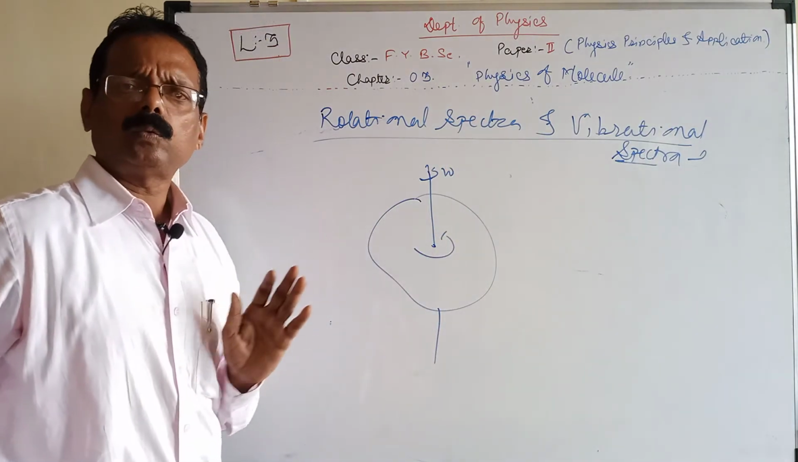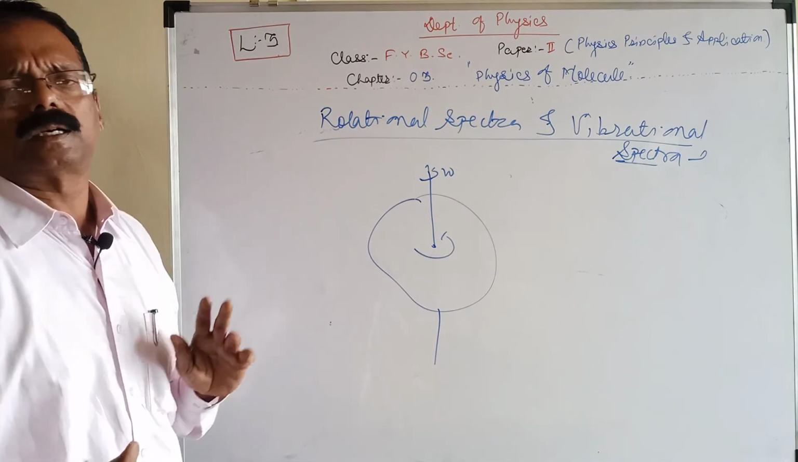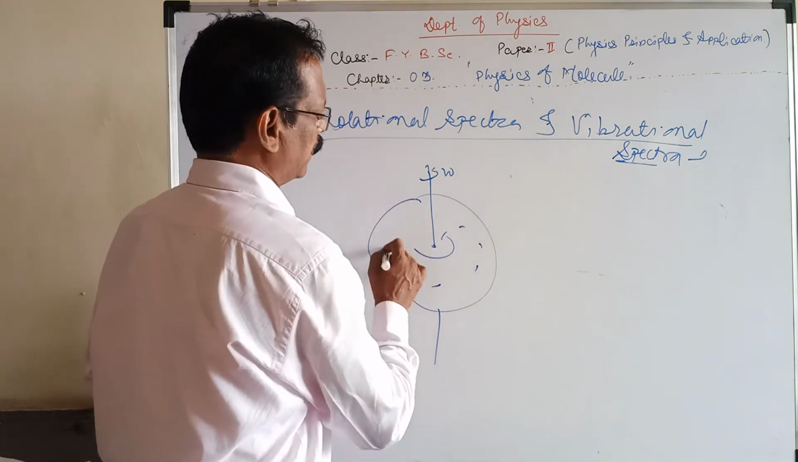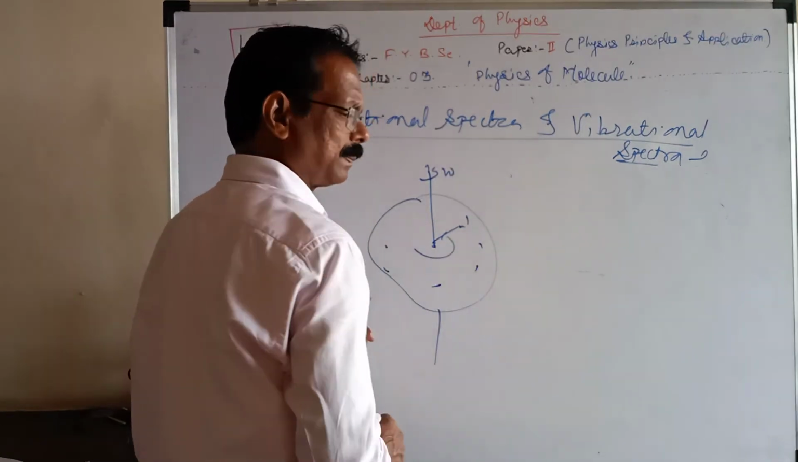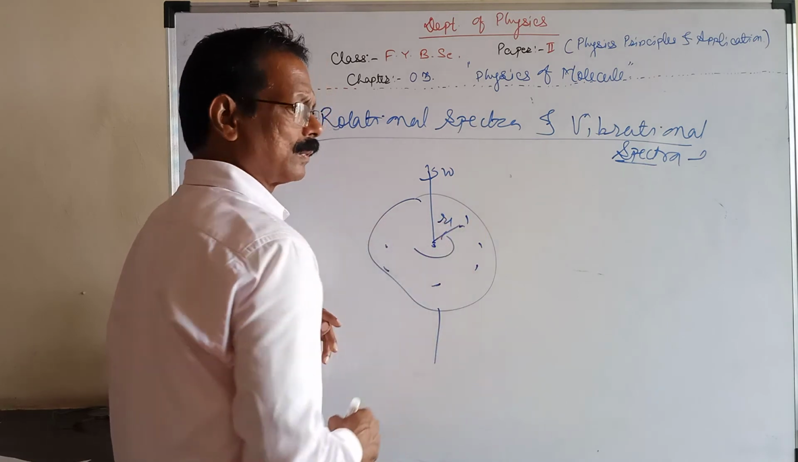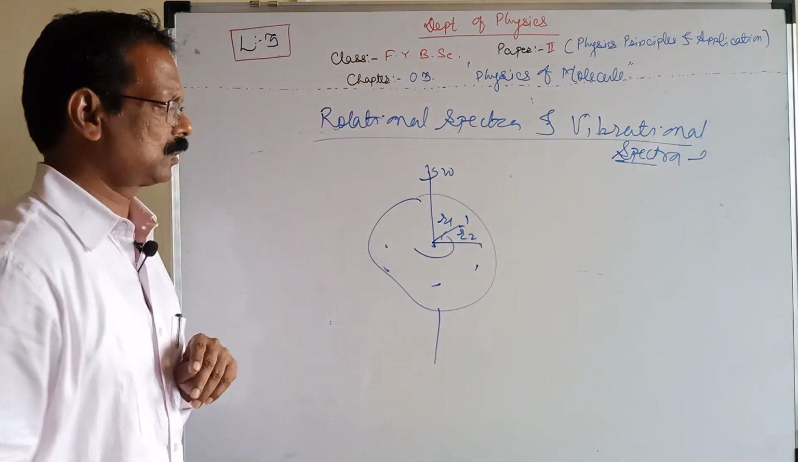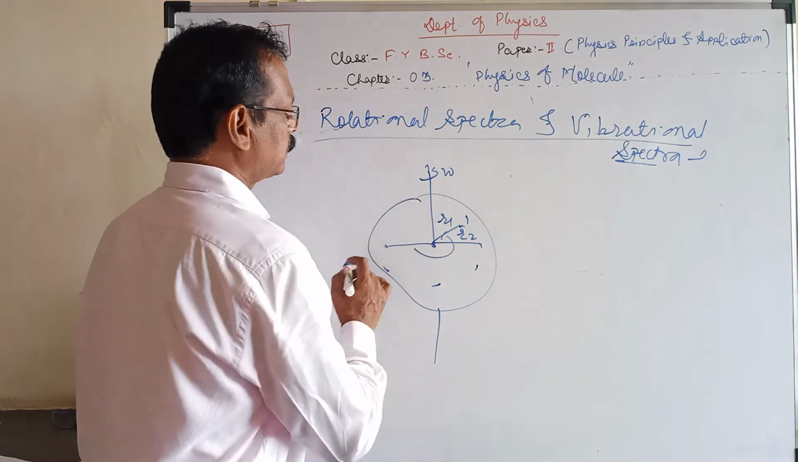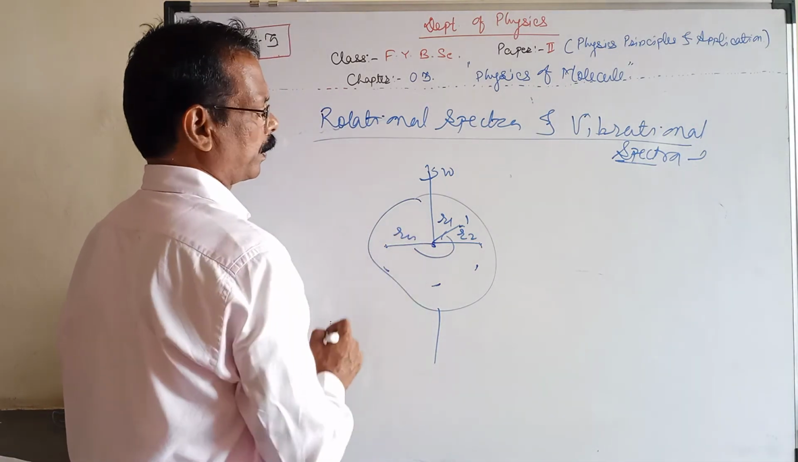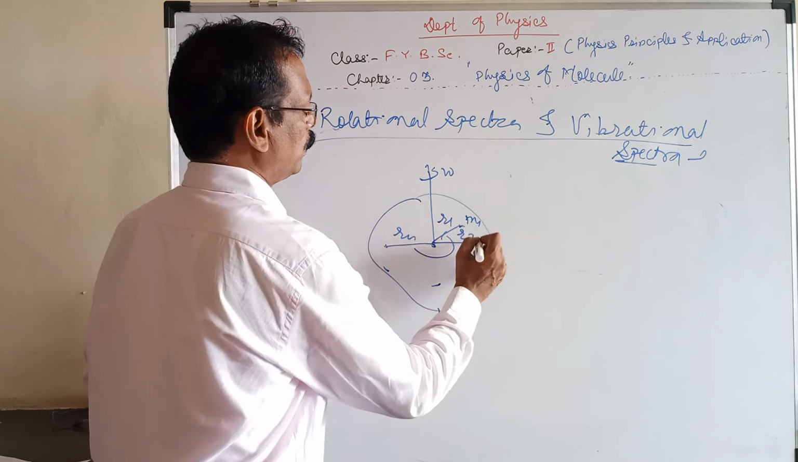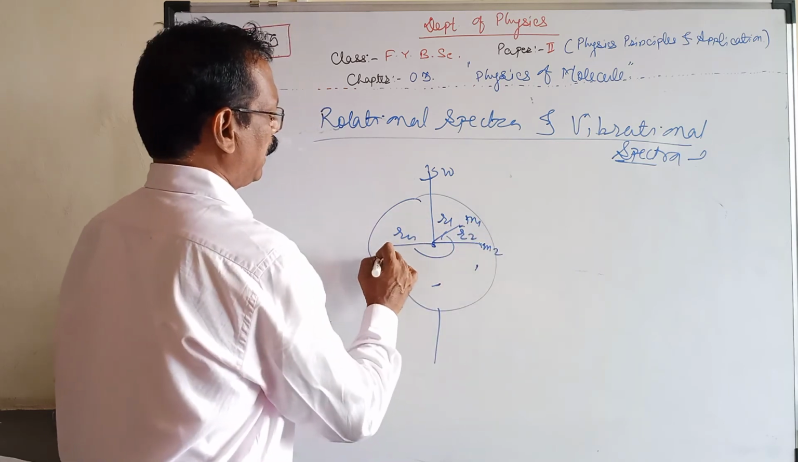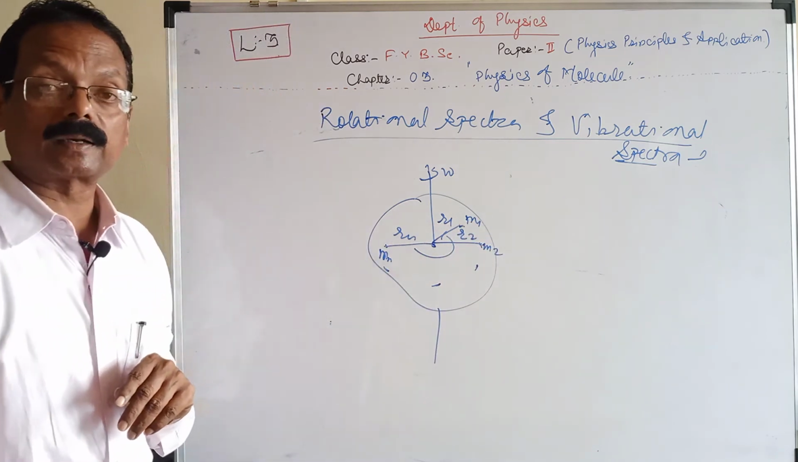Now we know this body is made up of a large number of particles, 1, 2, 3, 4, and so on. So the first particle is at distance r1 from the axis of rotation, the second particle is at distance r2 from the axis of rotation, and similarly the last particle is at rn from the axis of rotation. The mass of the first particle is m1, the mass of the second particle is m2, and the mass of the nth particle is mn.